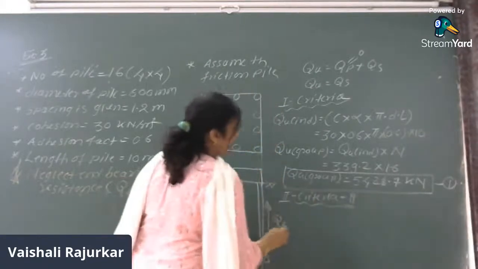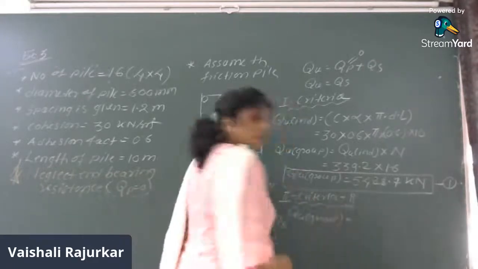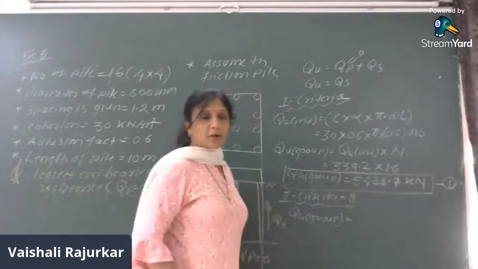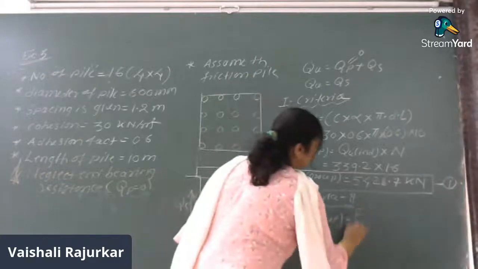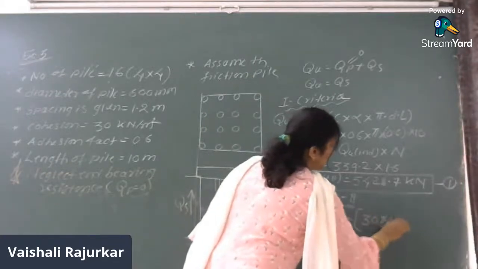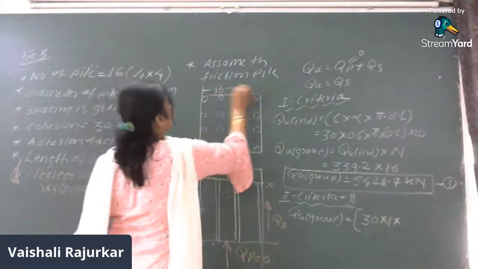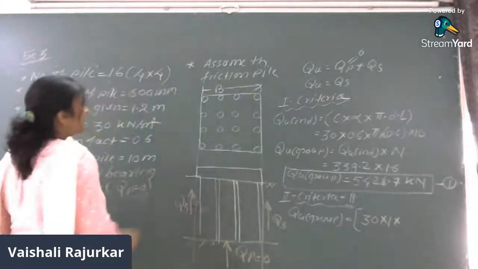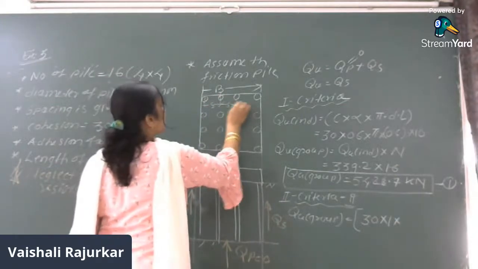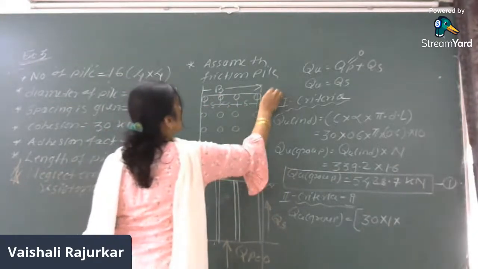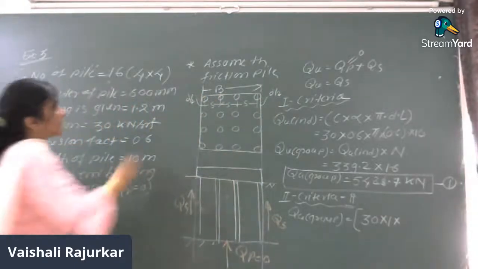In this case, now the QU of the group is equal to, alpha is not there because when we are considering the group, alpha is taken as unity. Therefore, 30 into 1 into what is the perimeter? Perimeter we have to find out first, that is B. Now what is B? B is the spacing between the piles, S. Here also S, and here also there is S plus D by 2. Here again it will be D by 2. So what is the value of B there?